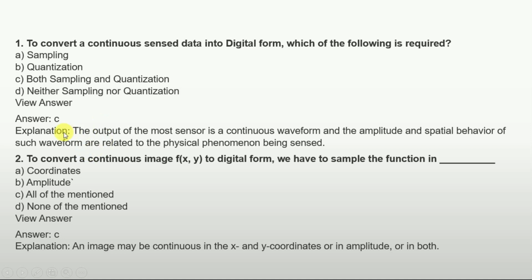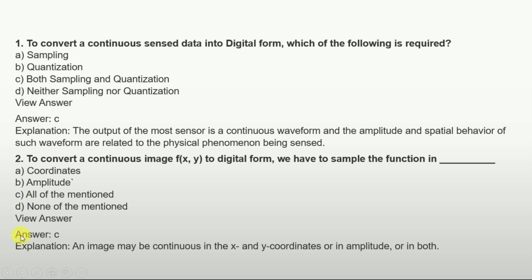If we see the explanation, the output of most sensors is a continuous waveform, and the amplitude and spatial behavior of such a waveform are related to the physical phenomena being sensed. Our new question is, to convert a continuous image, that is function f of x comma y, to digital form, we have to sample the function in dash. The options are: option A coordinates, option B amplitude, option C all of the mentioned, option D none of the mentioned.